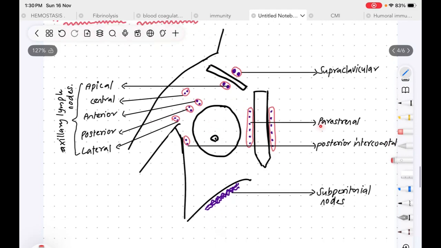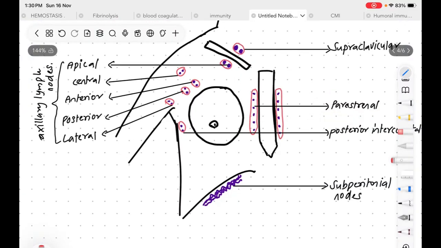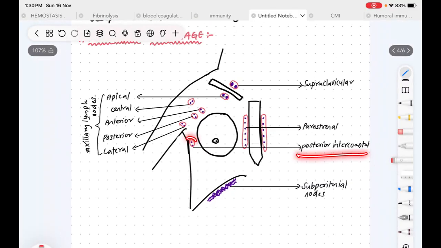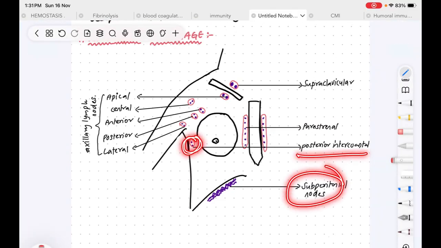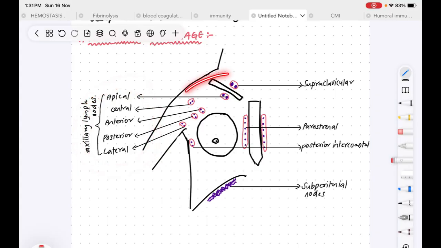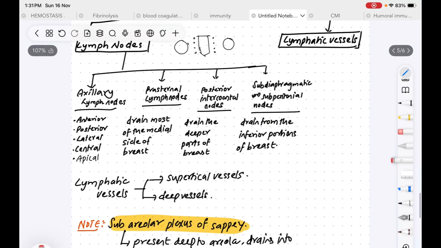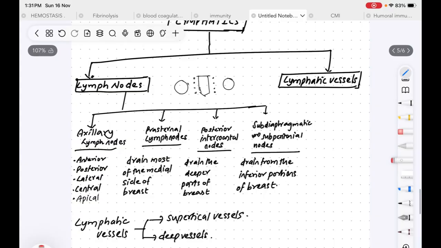And we have parasternal, which are present on either side of the sternum, and we have posterior intercostal, and we have subperitoneal. Okay, I hope you are clear with the lymphatics. Remember these names of the lymph nodes and this diagram, and write this flowchart and come. You will be scoring good marks in the exam.